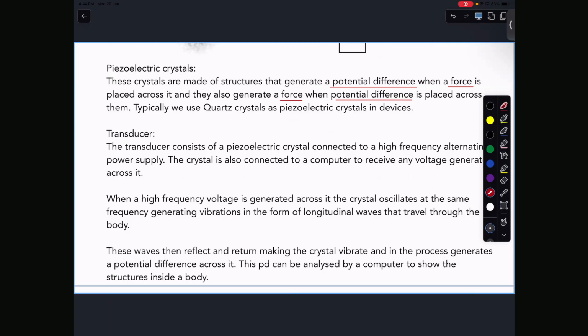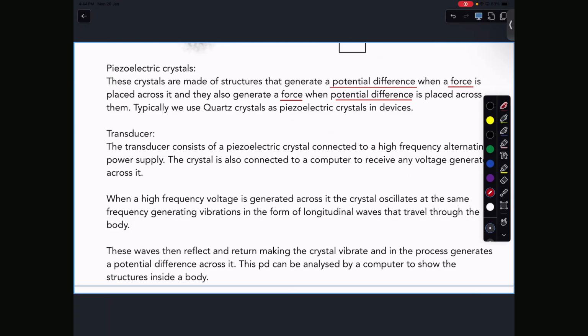The analogy I found online is like a sponge. So you have a sponge with water in it, right? As you press it, what happens? The water comes out. But if you put water in it, what does it do? It expands. So the water is like the thing that's moving around. Here it's the electrons.